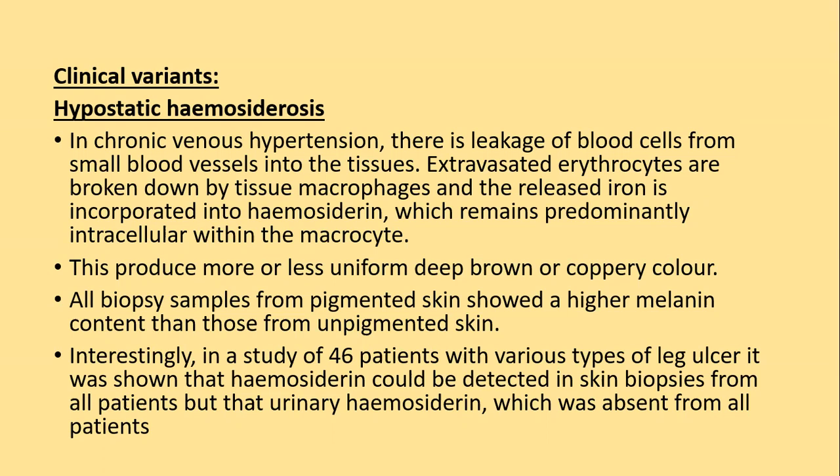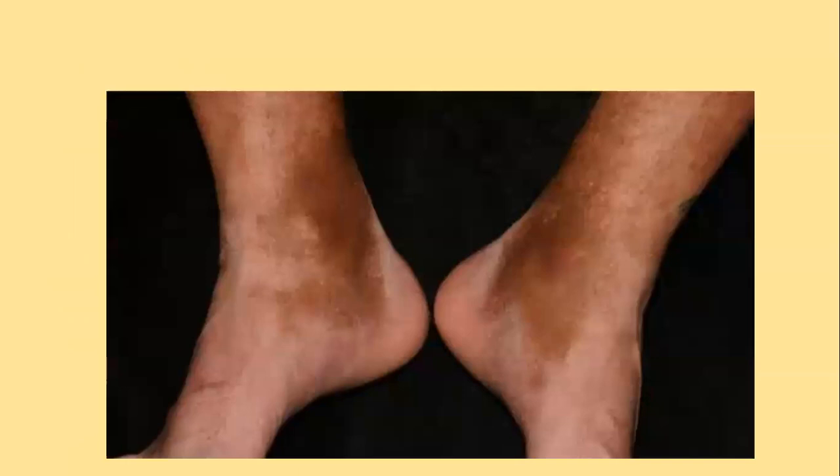All the biopsy samples from the pigmented skin will show a higher melanin content at the dermoepidermal, at the basal layer, than those of unpigmented skin. Interestingly, in a study of 46 patients with various types of leg ulcers, it was shown that hemosiderin could be detected in skin biopsies from all patients, but that urinary hemosiderin was absent in all patients. So it was just cutaneous hemosiderosis. This is how this pigmentation in chronic venous hypertension would look like.